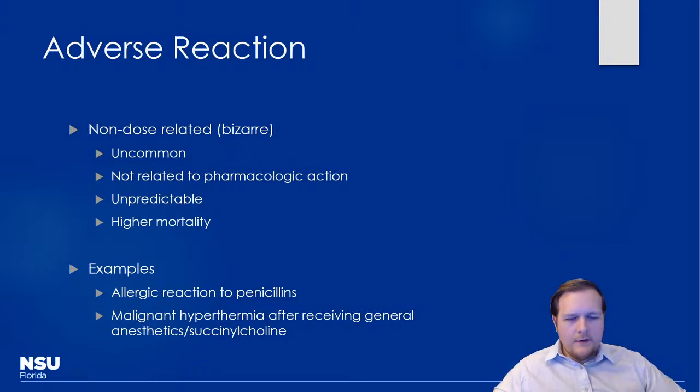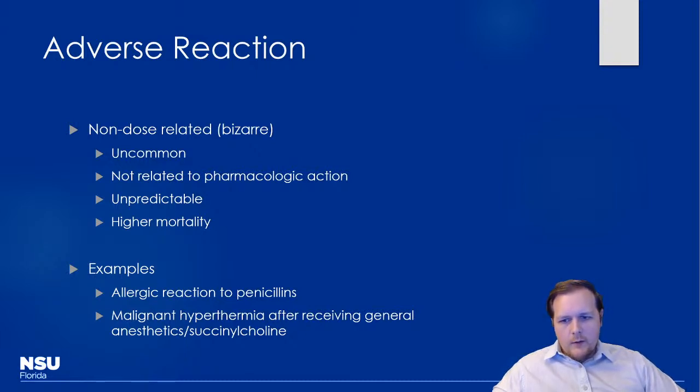Anyway, so then getting into some non-dose related reactions, these are going to be things that are uncommon, right? And not necessarily related to the pharmacologic action of the drug itself. And as such, we can't really predict them as well. And they tend to have a higher likelihood for things like mortality potentially. So I can't look at a person and know if they're going to have an allergic reaction to a penicillin, right? Sometimes you don't know until you give the drug and find out.